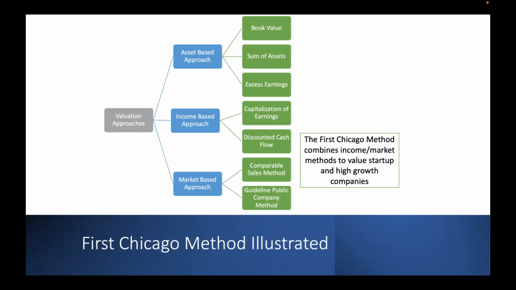Well, this slide illustrates that the first Chicago method is actually a combination of an income approach method and a market approach method. The income approach component is the discounted cash flow projections, future cash flows available to the shareholders. And the market-based approach is applying an exit multiple to calculate what's called the terminal value, and then discounting that back into present value.